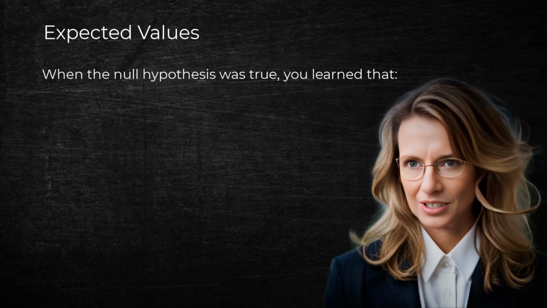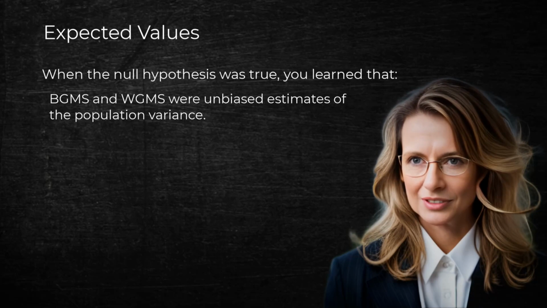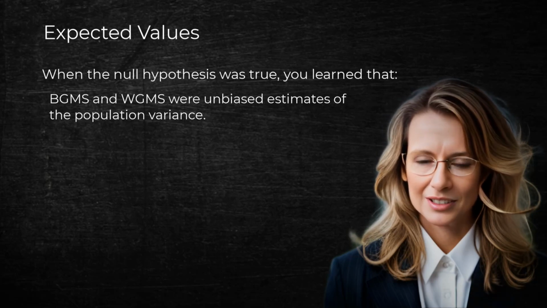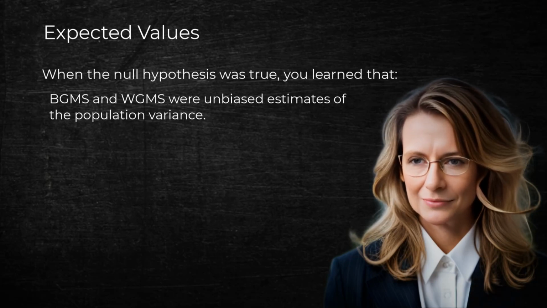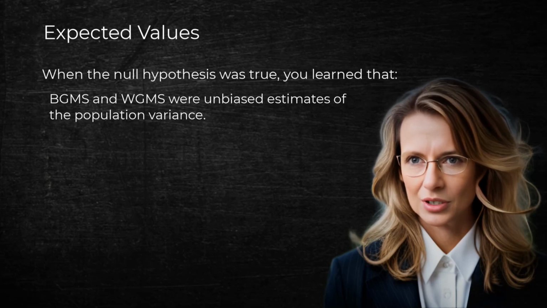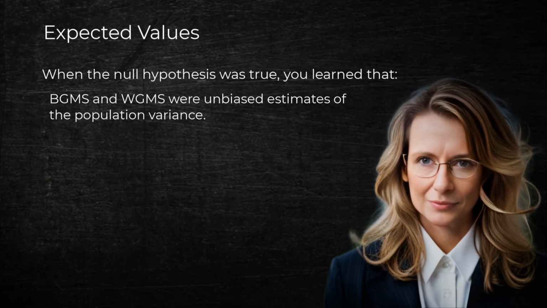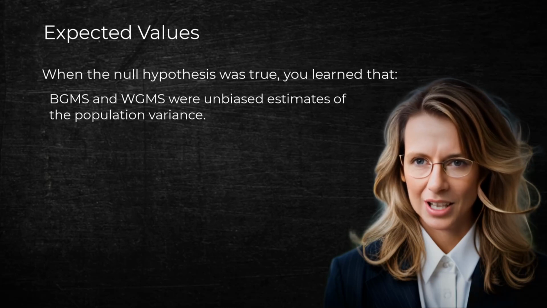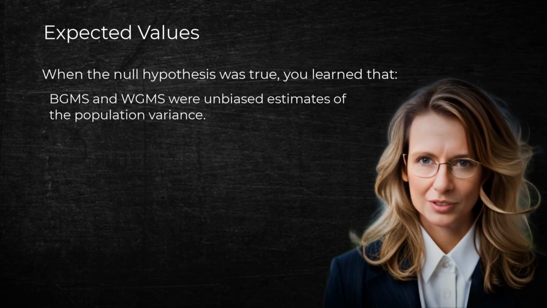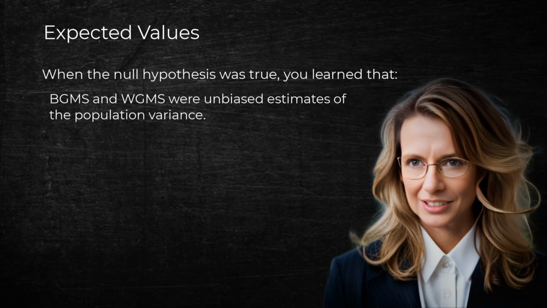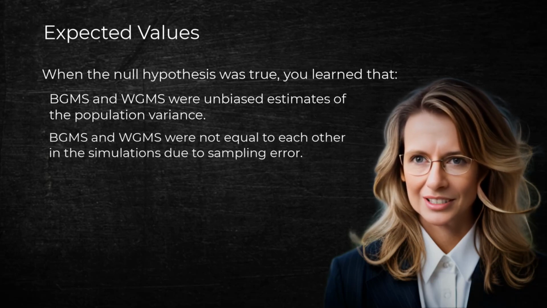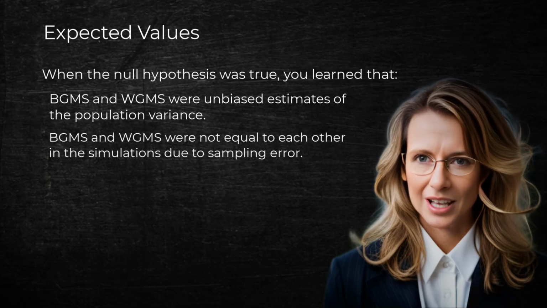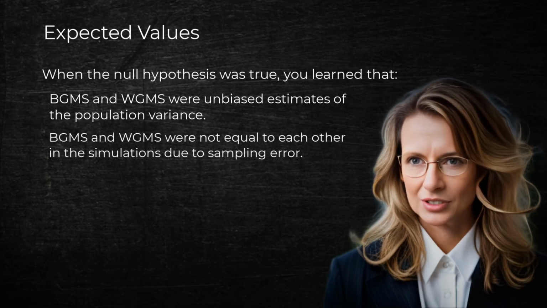You learned that when the null hypothesis was true, both the between groups and within groups mean square were an unbiased estimate of the population variance. So one should expect that the mean squares would be equal to each other when the null hypothesis was true. However, you saw in our previous simulations where we set the population means equal to each other, that the between groups mean square and the within groups mean square were not actually equal to each other when we ran an ANOVA, due to the expected effect of sampling error.